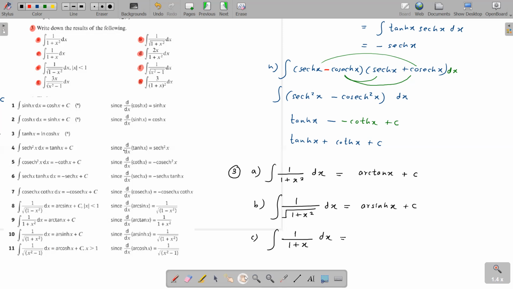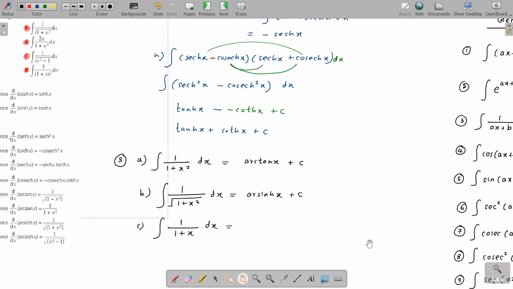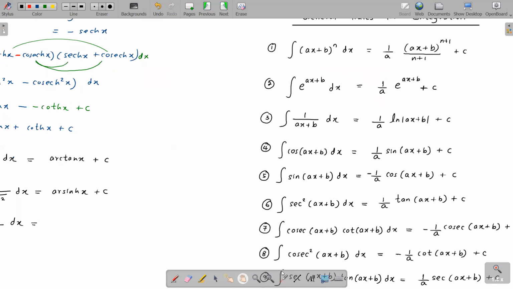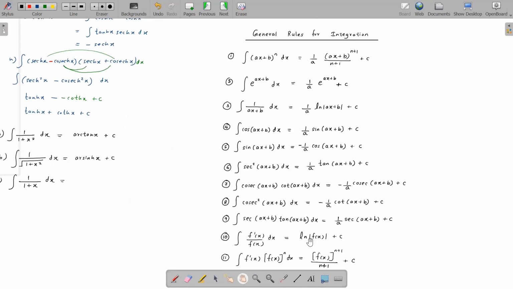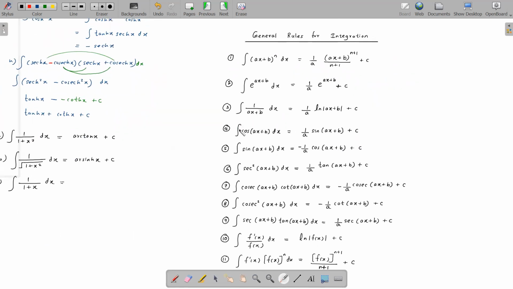So then what we do is go back to the previous rules, the rules that you learned in P3 and P4 integration. These are the general rules you learned in P3, P4, right? Can you see? So you have 1 over 1 plus x. Which rule does it refer to here? Rule number 3. 1 over ax plus b integration is 1 over a ln ax plus b.